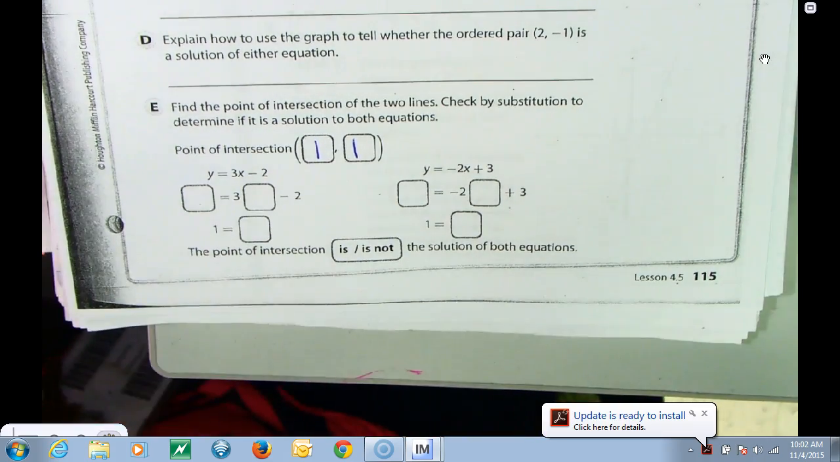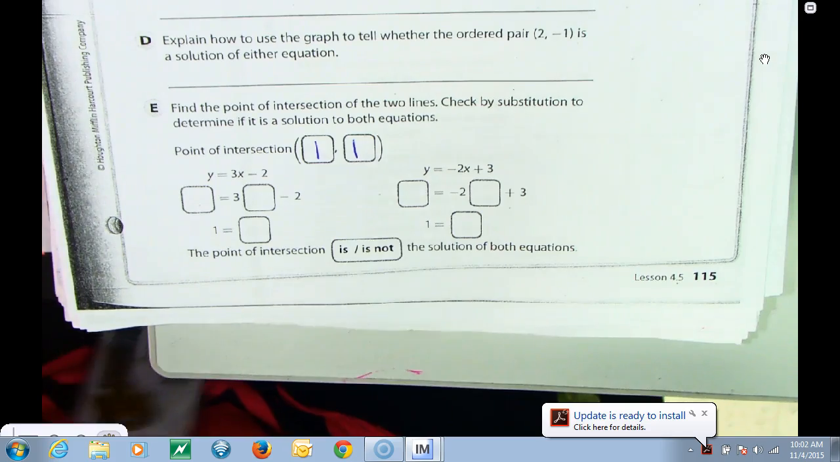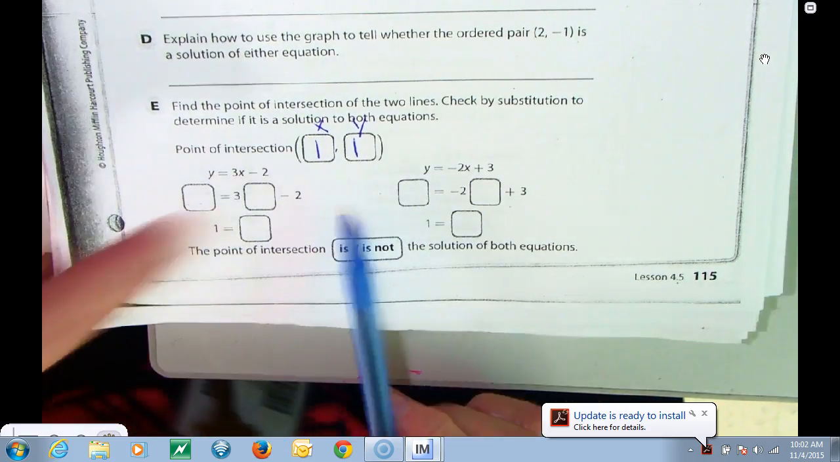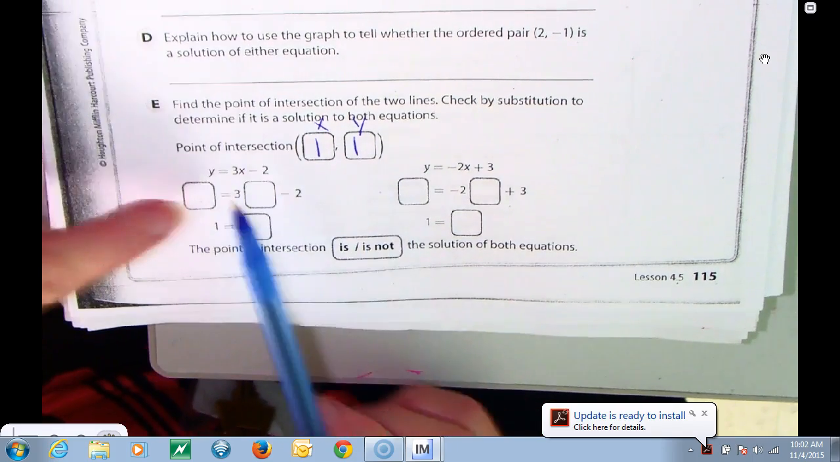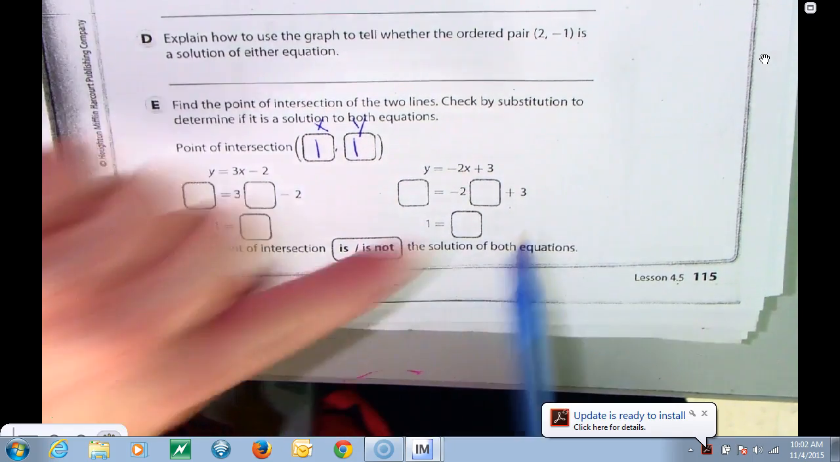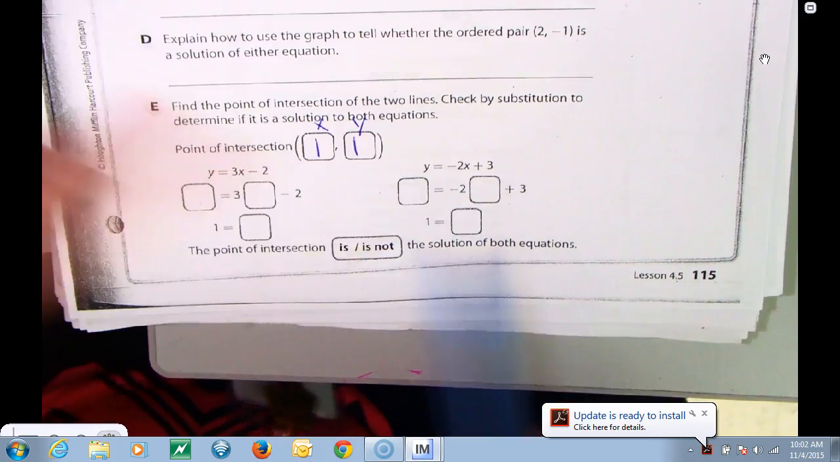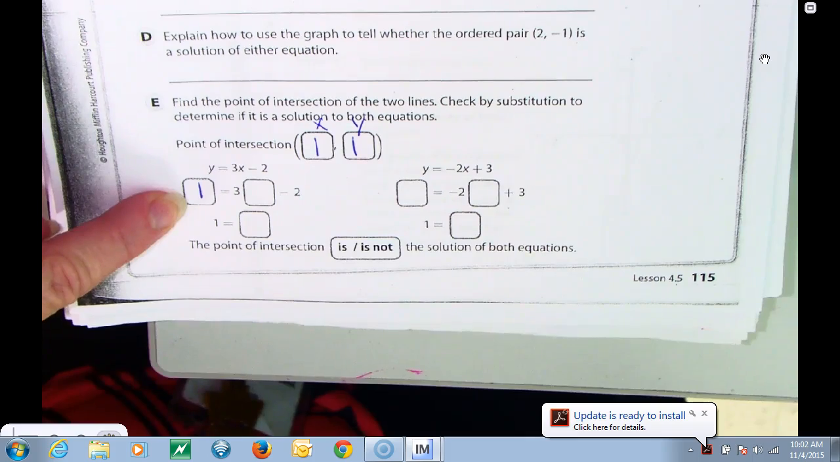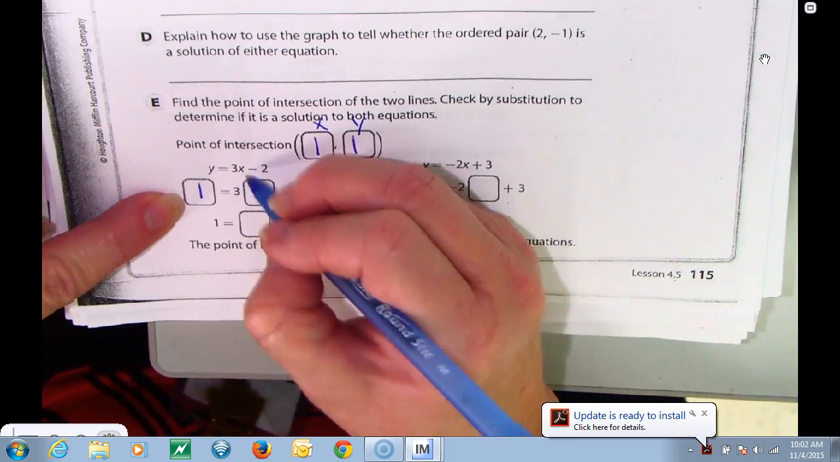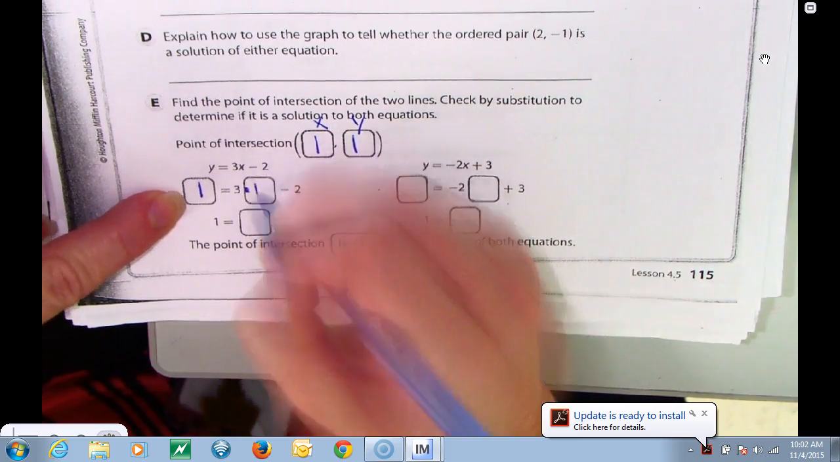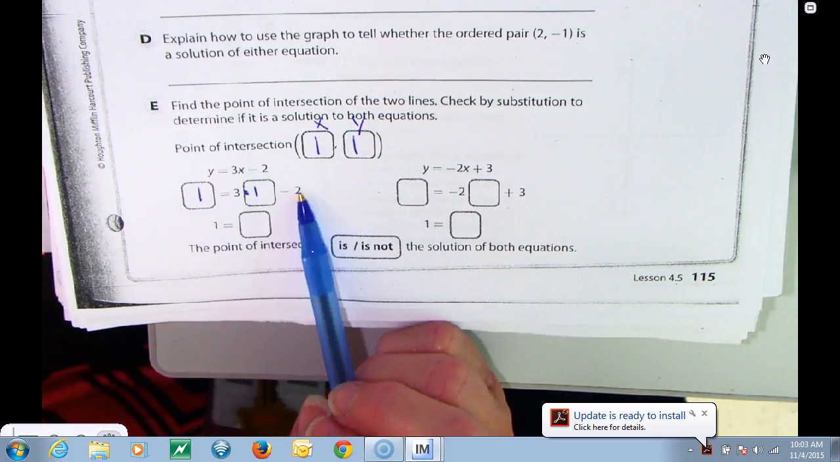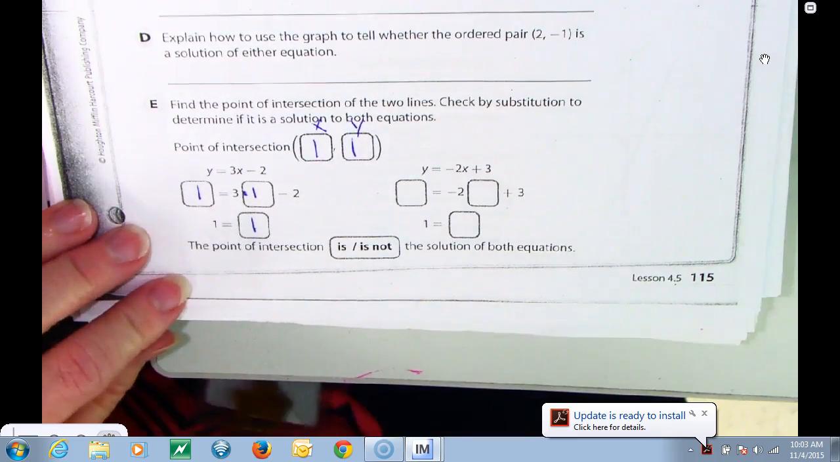I wish they'd have done one where it was different numbers, but they didn't. So this is your X, this is your Y. You're telling me that 1, 1 is going to be true in both equations. Y is 1. So 1 goes under Y. X is 1. So under X, that's 3 times 1. So what's 3 times 1? 3. And -2? 1. So 1 equals 1.